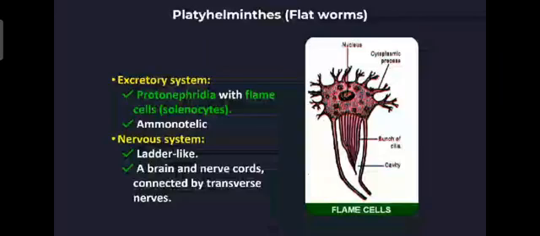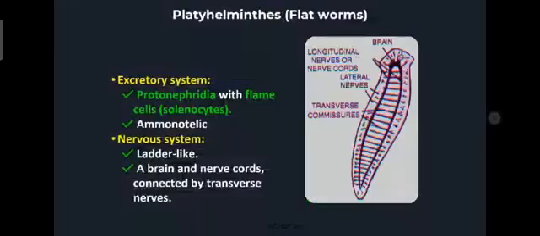Here you can see in this diagram the structure of the flame cell. So remember this diagram, flame cells are the excretory organs in the flatworms, that is solenocytes. Next, that is nervous system.